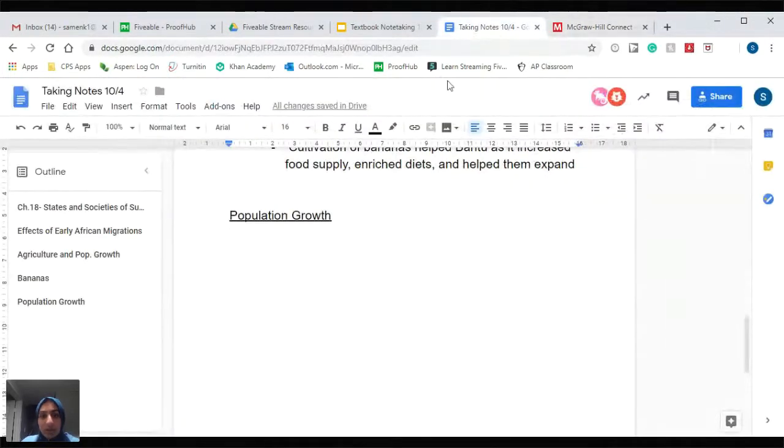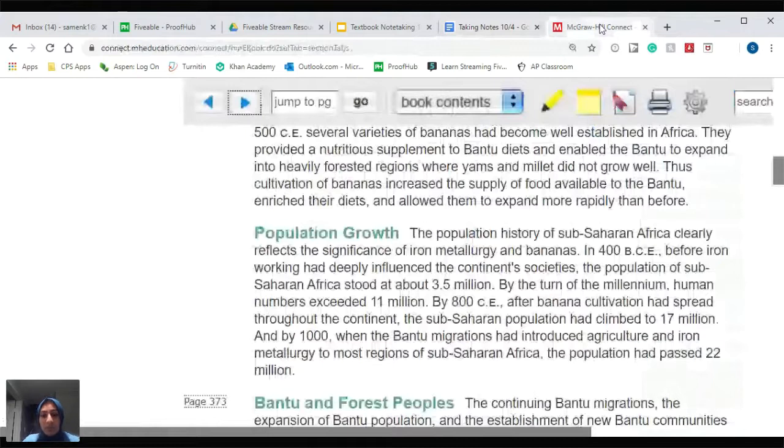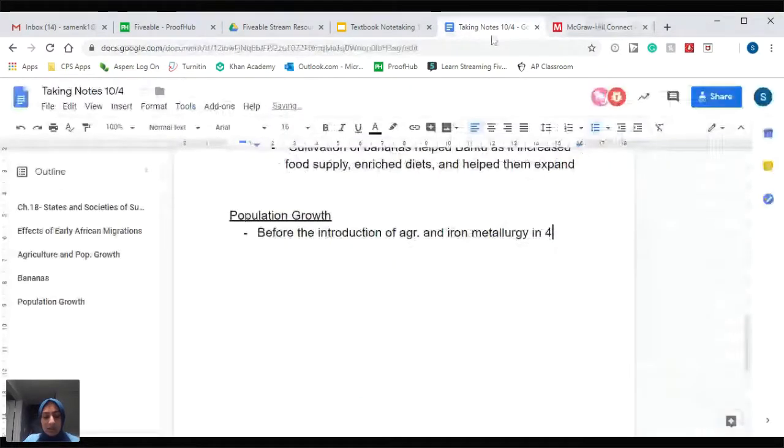So here we could write, before the introduction of agriculture and iron metallurgy, and did it give us a time date? 400 BCE. So that was a while ago. The population stood at about 3.5 million.